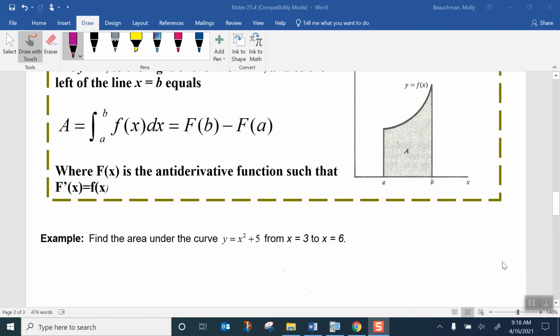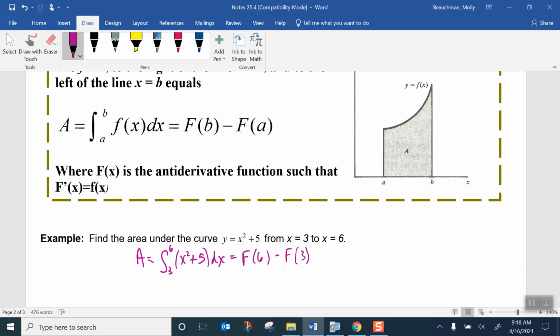So our area is going to equal the integral from 3 to 6. These are our lower and upper limits of integration of our function x squared plus 5 with respect to x, dx. So I'm going to find the antiderivative and then evaluate it at 6, evaluate it at 3, and then subtract those two. So this is going to end up being our antiderivative evaluated at 6 minus the antiderivative evaluated at 3.